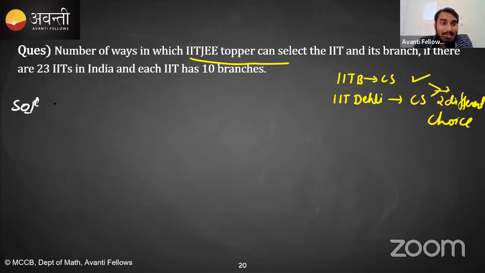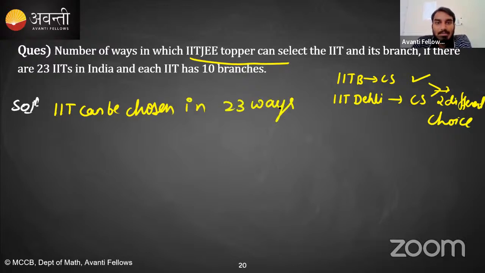Means an IIT can be chosen in 23 ways. Yes or no? There are 23 ways in which I can choose any IIT college. Now corresponding to each of these colleges that I have chosen, let's say I have chosen IIT Bombay, how many choices do I have to select my branch? There are 10 branches, right? So corresponding to each of these colleges, how many choices do I have? 10 choices. Yes or no?